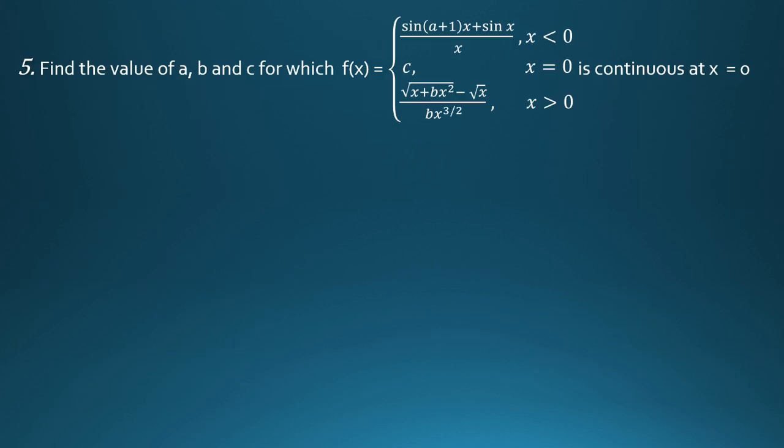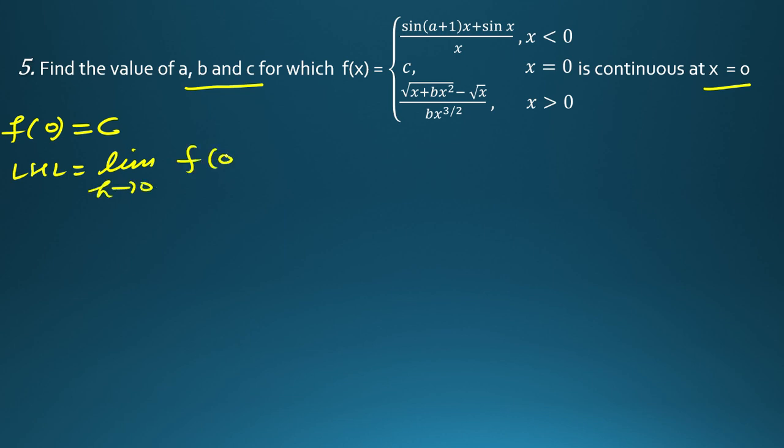Now another question is: find the values of a, b, c for which this function is continuous at x equal to 0. Yeah, I think I remember this question. This question was in the CBSE board examination in 2014. Okay, see, this is the same process we are going to do here. f(0) is equal to c. Now we will check for LHL. LHL is equal to limit h tends to 0 of f(0 minus h), where 0 minus h means smaller than 0.